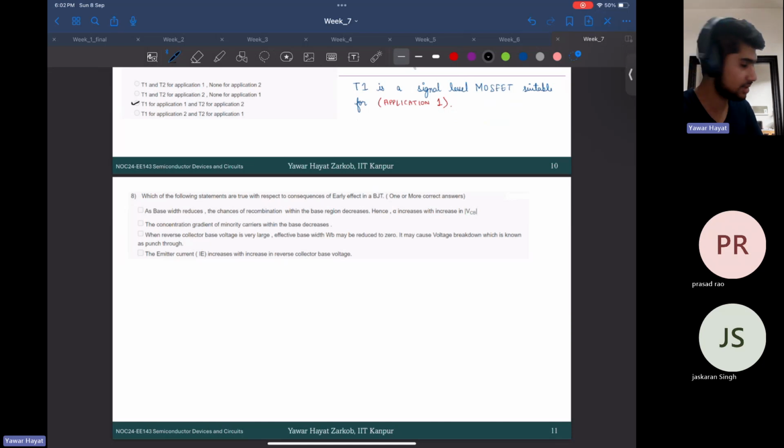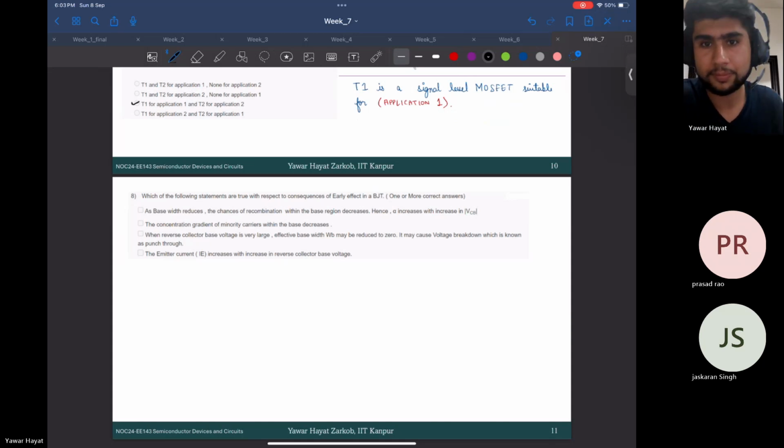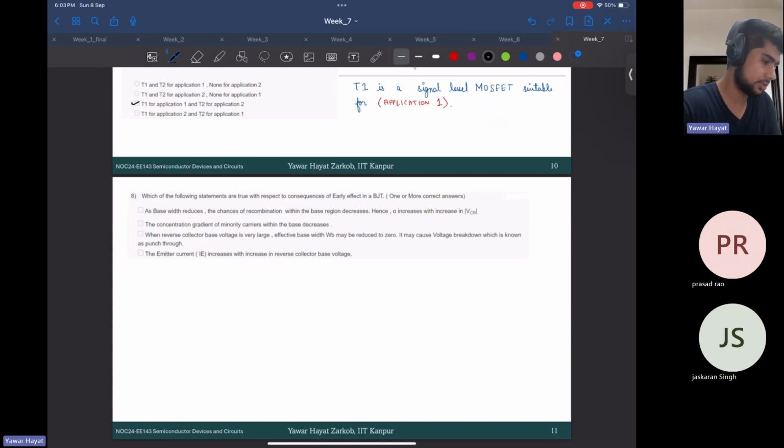So is A the correct answer? Does base width reduce? I mean, as the base width reduces, does the chance of recombination within the base region decrease? Is that the case? That is not right. So the first one is not true, right? So alpha does not increase with increase in this VCB.